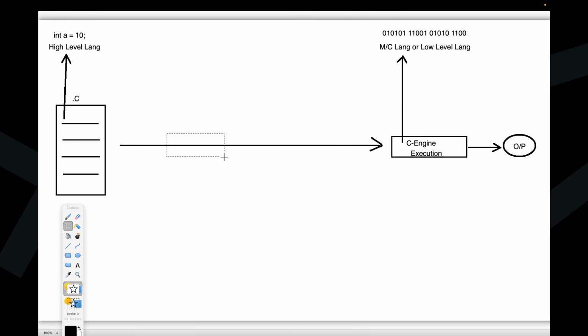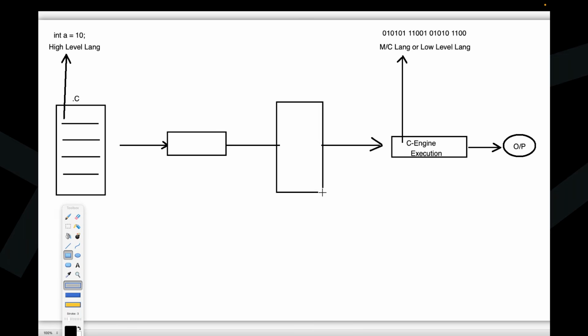Now let me check for it. Is there any translation mechanism to translate the code from high level to low level? If it is available, then what is it able to do? Now observe carefully. If it is a translator, what will it do? It will take the C program directly, translate it from high level to low level, and provide that low level code in the form of a separate file.